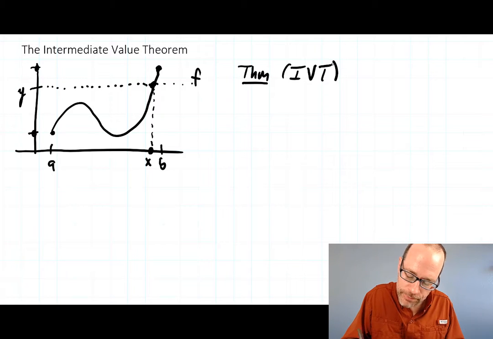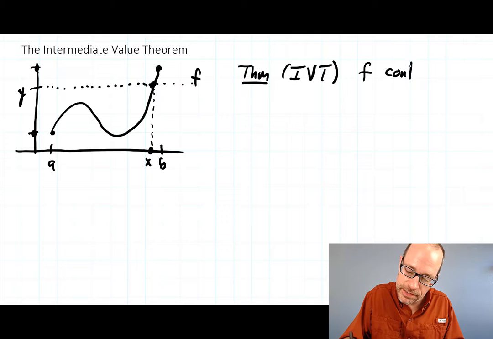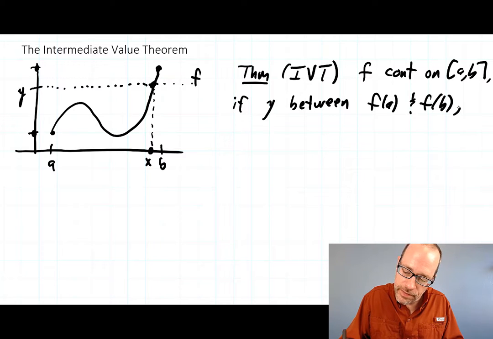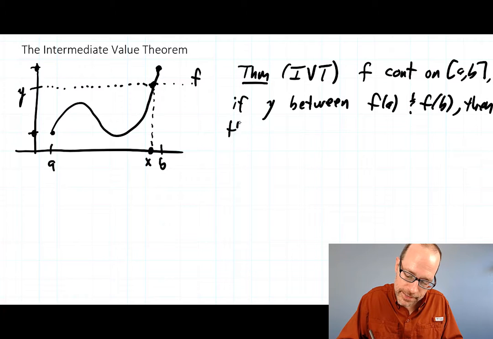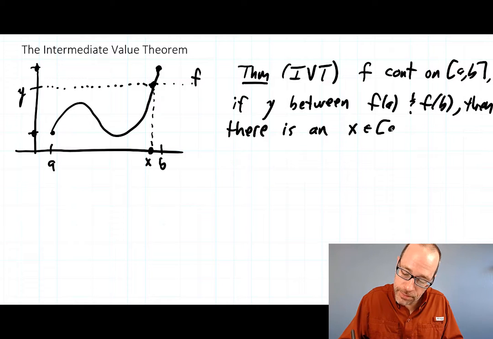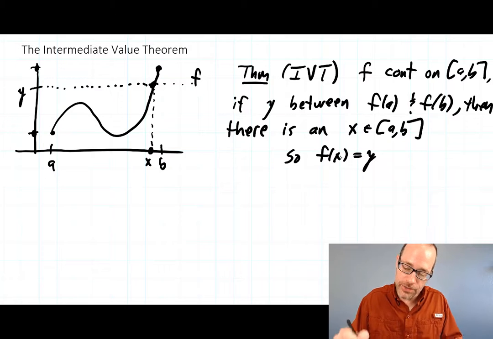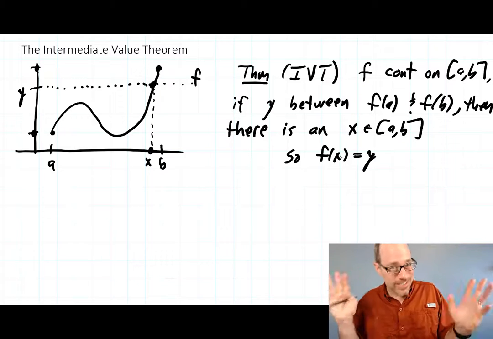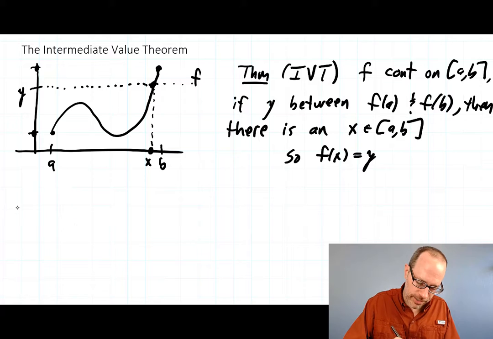Intermediate value theorem. It says if you have f continuous on the interval ab, and if you have some y that's in between f of a and f of b, then there's an x in between a and b, so that f of x equals y. So it's really just saying you can solve the equation f of x equals y. It doesn't tell you what the solution is, it just says there is one. Okay? So here's an example.